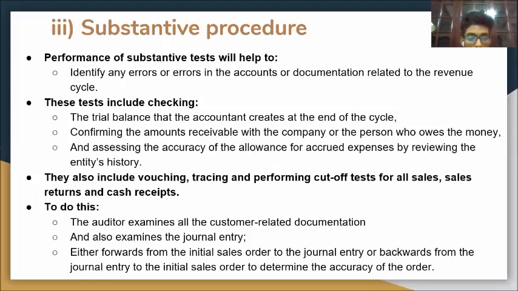To do this, the auditor examines all the customer-related documentation and also examines the journal entries, either forwards from the initial sales order to the journal entries or backwards from the journal entry to the initial sales order, to determine the accuracy of the order.